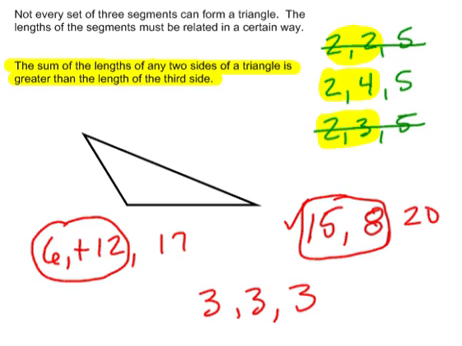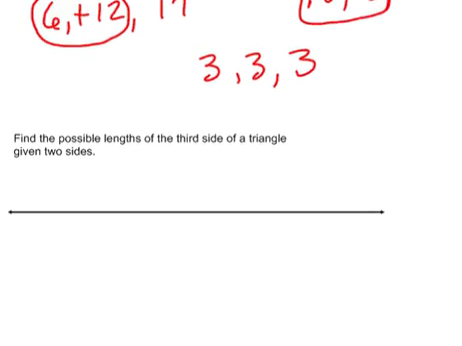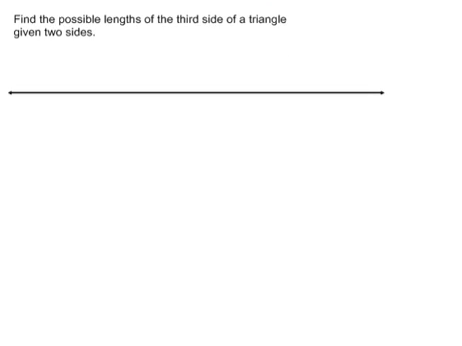Well, now let's take it one step further. Find the possible lengths of the third side of a triangle given 2 sides. What if I tell you that I have 3 random sides. One side being, let's say, 6. The other side is 8. We want to find x. What are the possible sides for x?